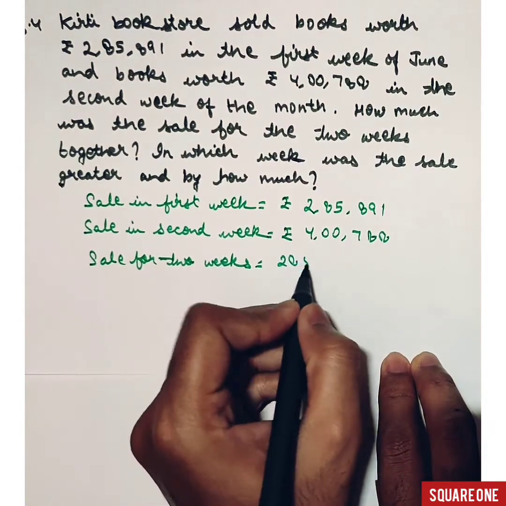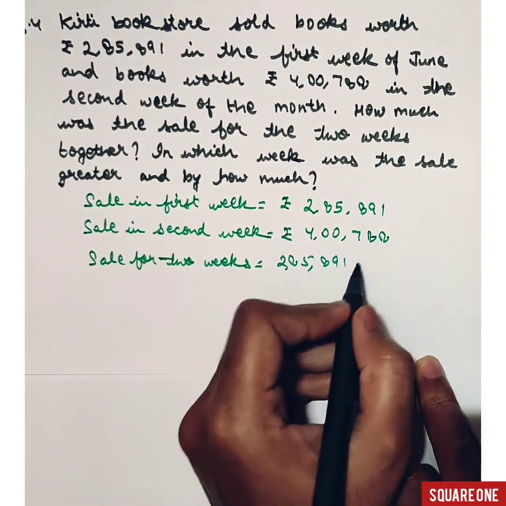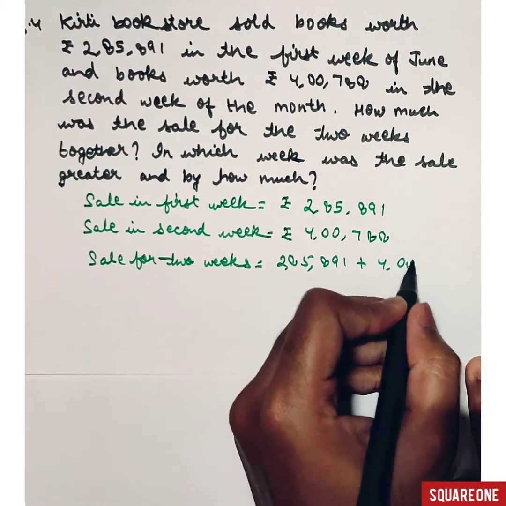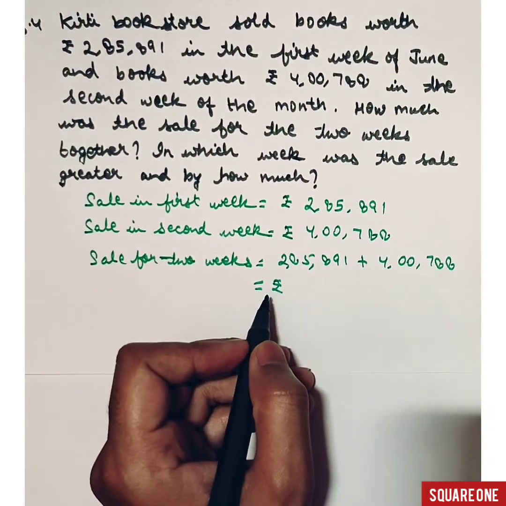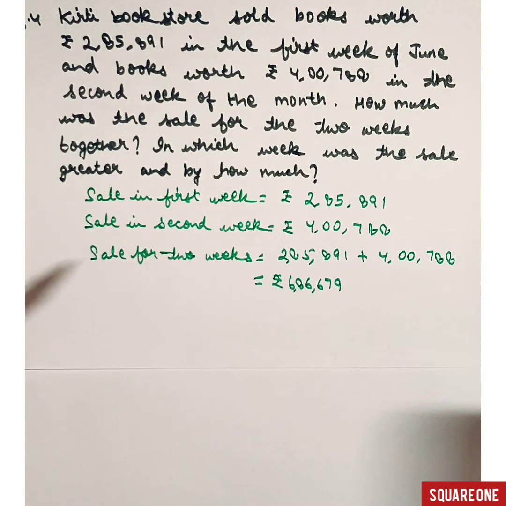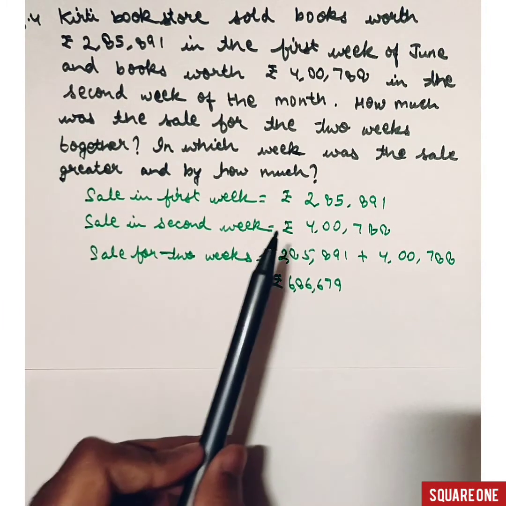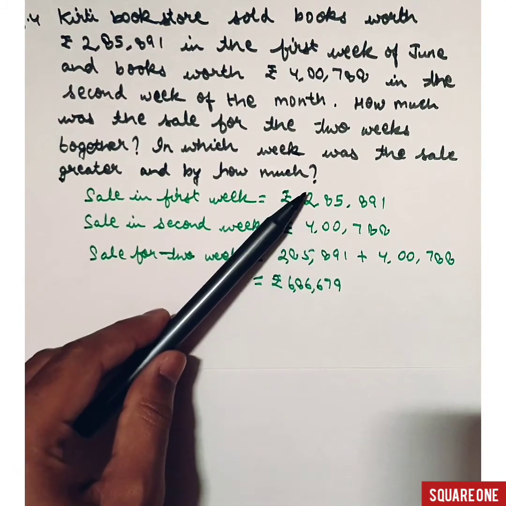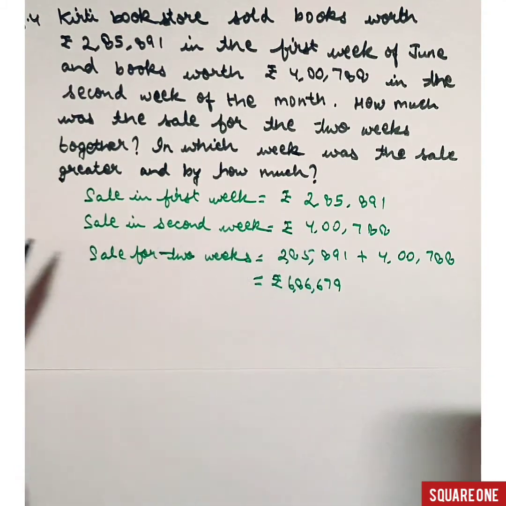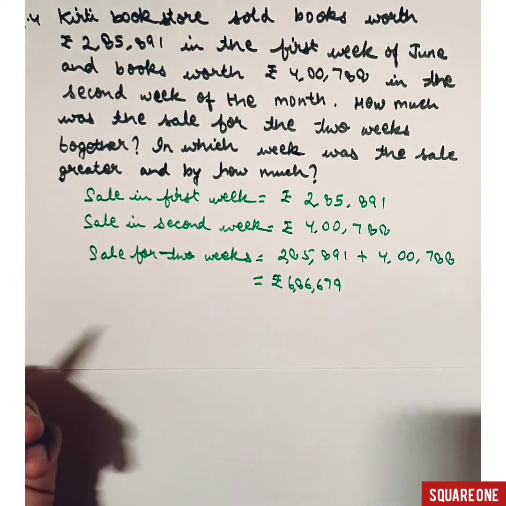That is 2,85,891 plus 4,788 and we get the answer as rupees 2,90,679. In which week was the sale greater? We have to compare both the numbers. Which of them is greater? We see the first place, this one starts from 2 and this one is 4. That means this number is greater. So we had more sale in the second week of June.